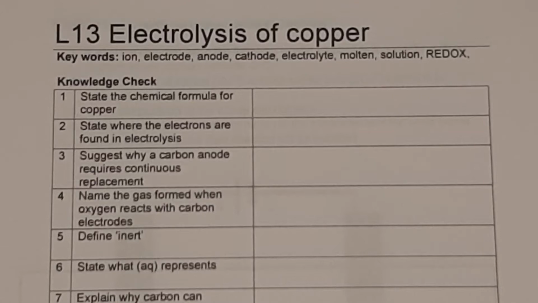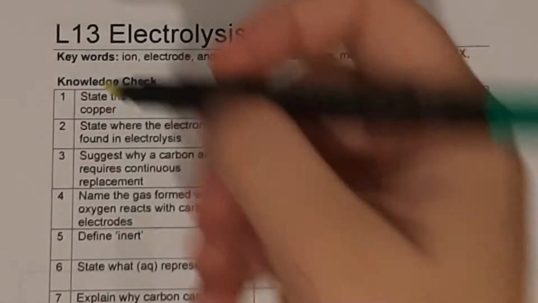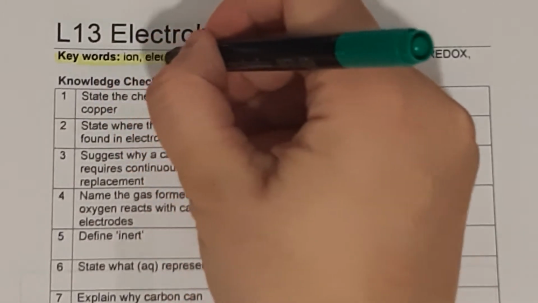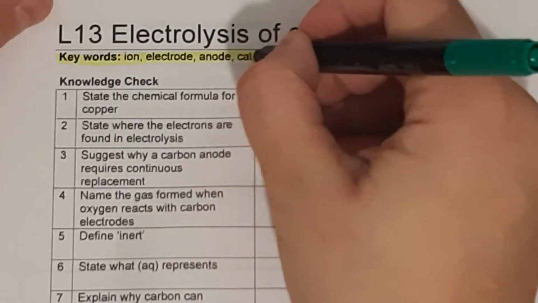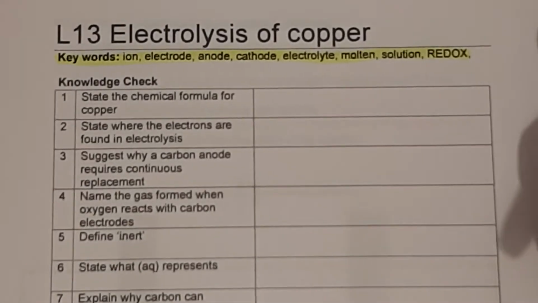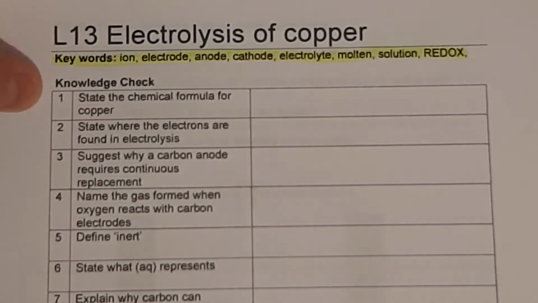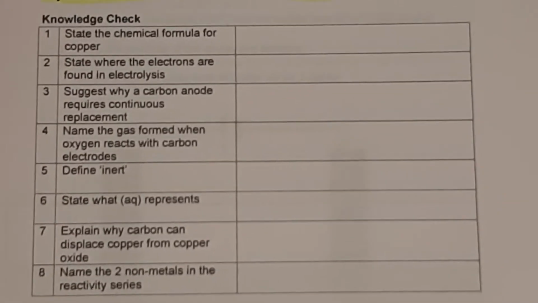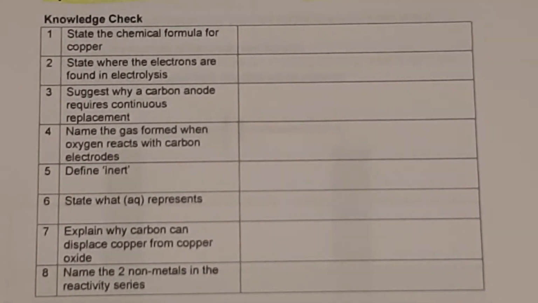We're on lesson 13, Electrolysis of copper. Our keywords for this lesson are ion, electrode, anode, cathode, electrolyte, molten, solution and redox. Many of these words we've come across before. So we're going to start by doing the knowledge check. There are 8 questions. Pause the video whilst you complete these questions, please.